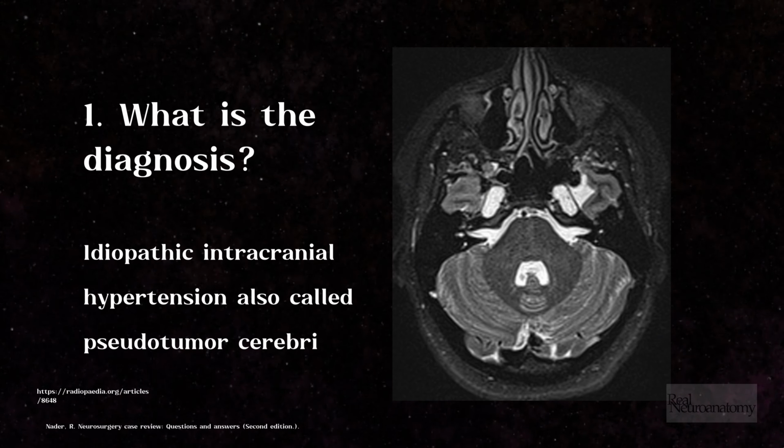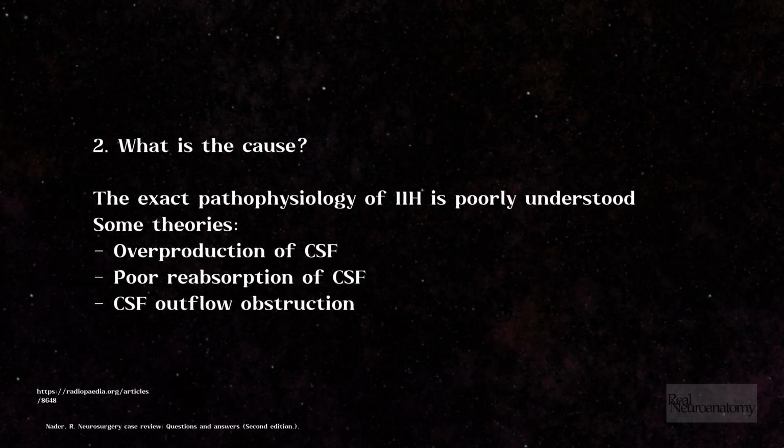1. What is the diagnosis? Idiopathic intracranial hypertension, also called pseudotumor cerebri. 2. What is the cause? The exact pathophysiology of IIH is poorly understood. Some theories: overproduction of CSF, poor reabsorption of CSF, CSF outflow obstruction.